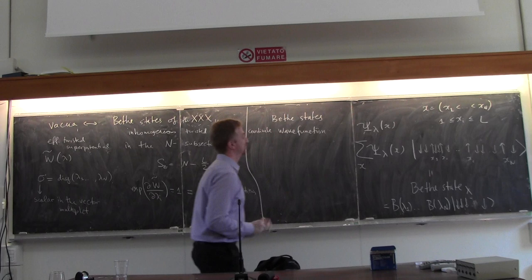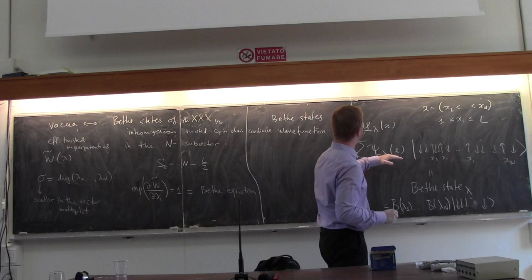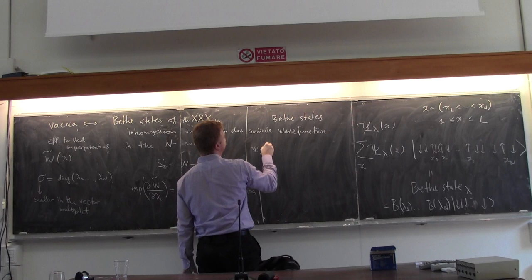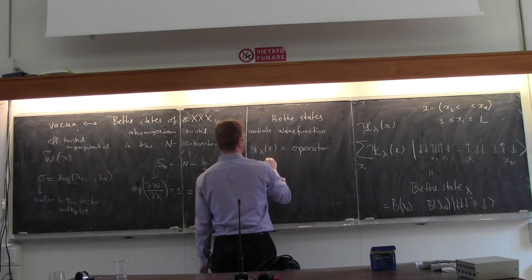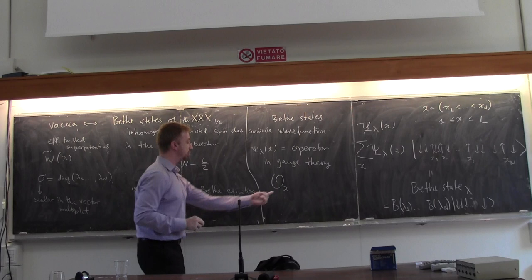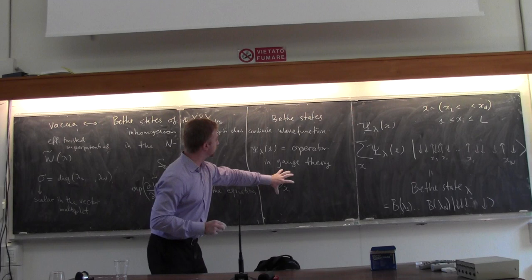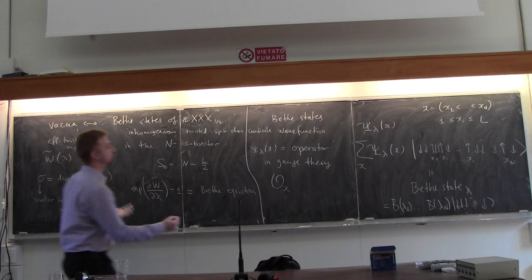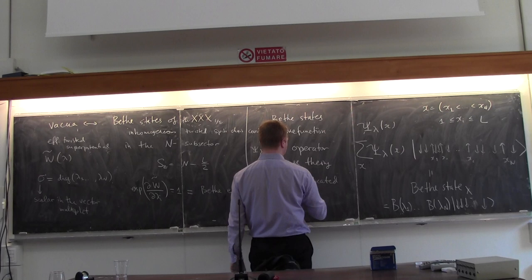So let me just speed up a little bit. My claim is that psi lambda of x is actually an operator in the gauge theory. In fact, we should think of this as an operator O which depends on x. So for different x, we have different operators. And the dependence on lambda is just the way you express it through the scalar sigma in that model. So it's a function, complicated, has a complicated representative.